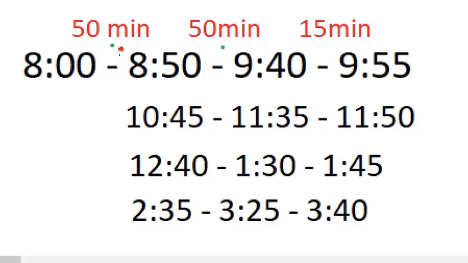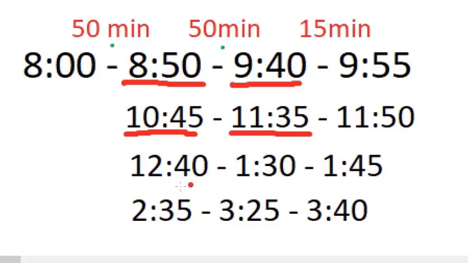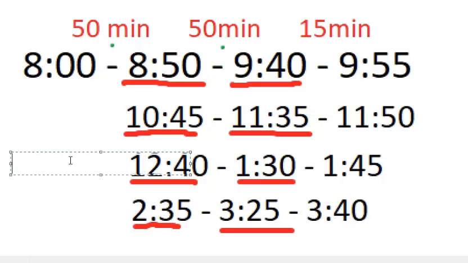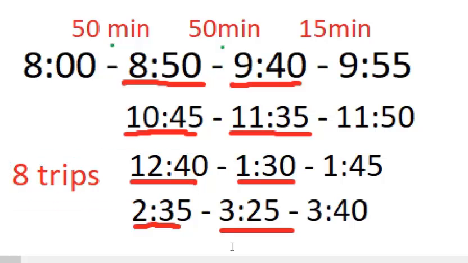Okay, so let's try to count them. 1, from 8 to 8:51, 2, this is a break so it doesn't count, 3, 4, another break, it doesn't count, 5, 6, another break, it doesn't count, 7 and 8. So 8 trips. There's a total of 8 round trips that the train can do.